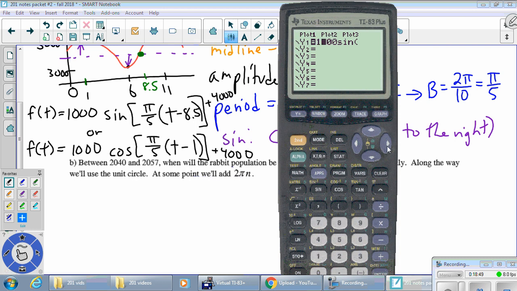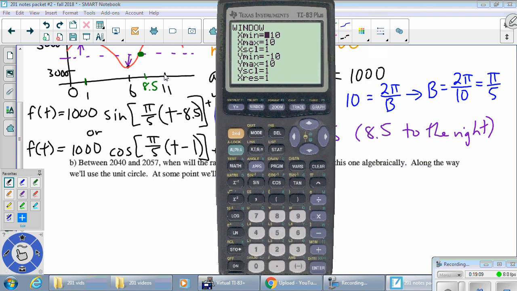Okay, so we got 1,000 sine pi over 5, parentheses x minus 8.5 close parentheses plus 4,000. Okay, I'm going to start there, and I'm going to go to my window here. Now, this window is no good. It's not going to show us anything because this graph lives up here between 3,000 and 5,000.